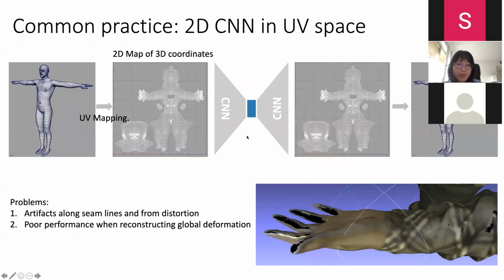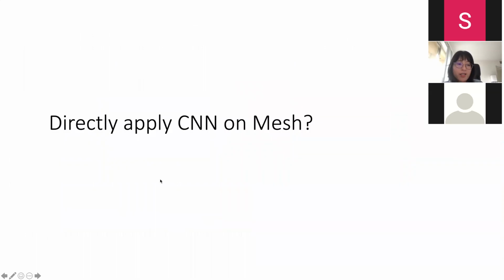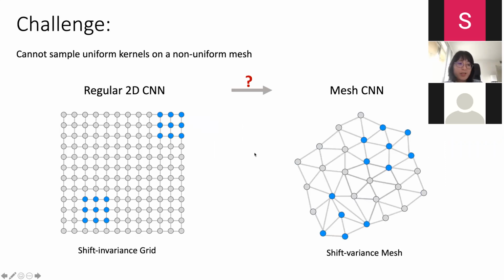Then what we want to do is to apply CNN directly on the mesh, so that we don't have the problem of UV mapping, the distortion, and the artifacts along the seam, and it will be an elegant method that directly applies on the mesh. But doing this, we will face several challenges. The first challenge is we cannot just sample uniform kernels on a non-uniform mesh.